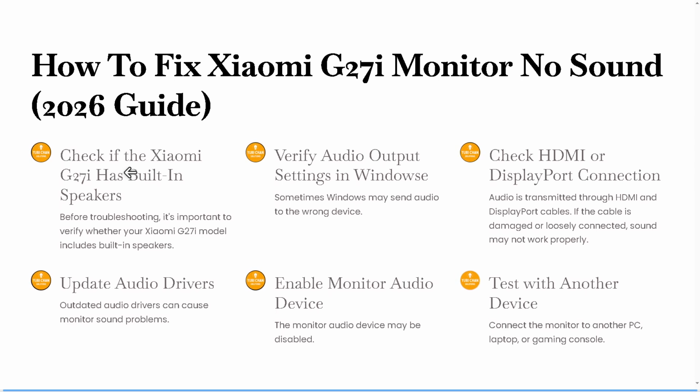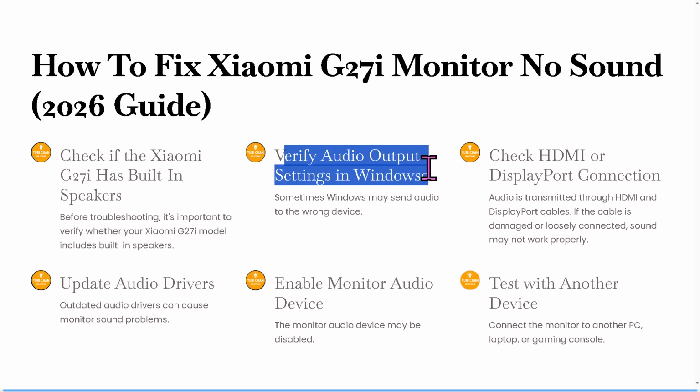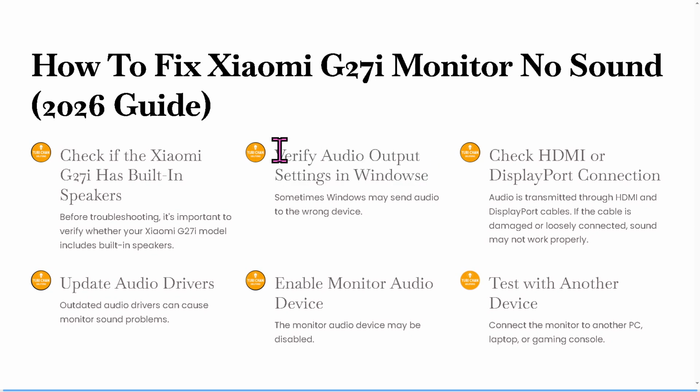After that, make sure to verify the audio output in Windows, because sometimes Windows may send audio to the wrong device. So right-click the speaker icon in the taskbar, select Sound Settings, and under Output choose your monitor or HDMI DisplayPort audio device. I want you to play a video or audio file to test the sound. Now, if multiple audio devices are listed, try switching between them.